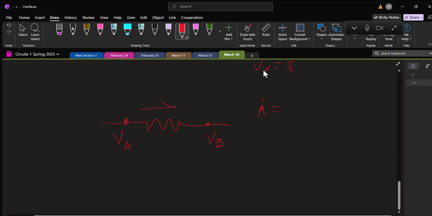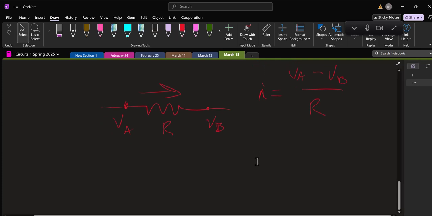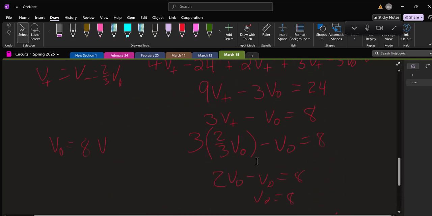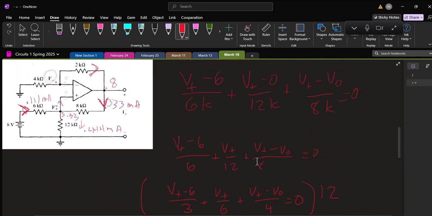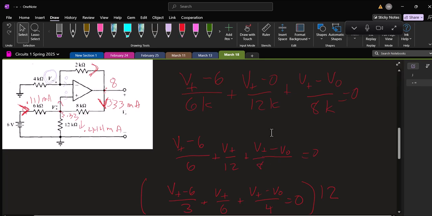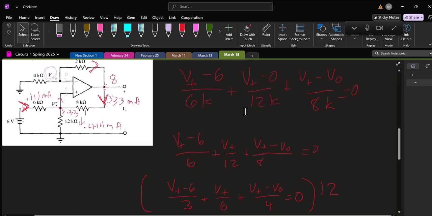So anytime you're trying to find the current going in a particular direction across a resistor, it's the voltage from where you're starting minus the voltage where you're ending, over the value of the resistance. And that's almost always going to be the best way to do it. So what I did up here is I said, well, we found that V out was 8, and we found that V plus was 5.33. So to get this current, it took 8 minus 5.33 divided by 8,000. You just go in the way the current's flowing.